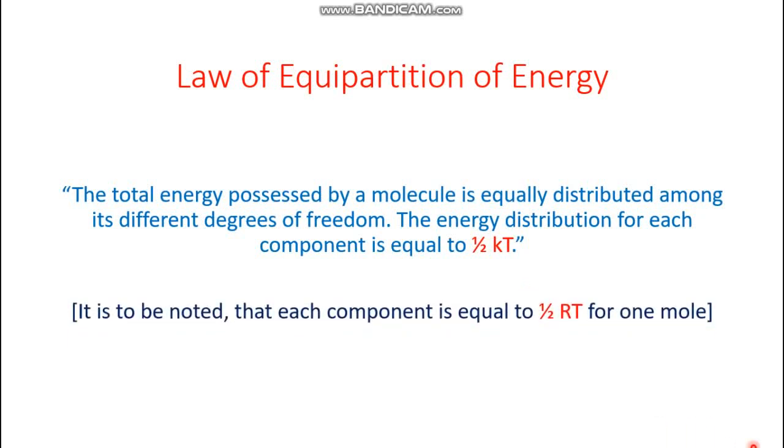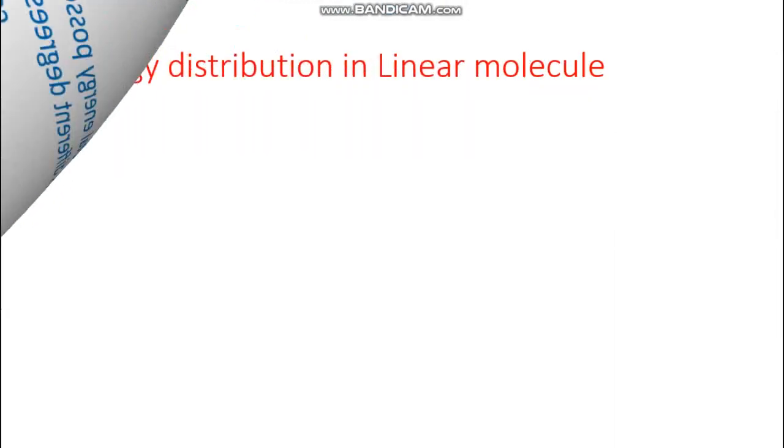One more thing, if it is for 1 mole of substance, k is the Boltzmann constant for 1 molecule, and if it is multiplied by Na, the Avogadro number, then it becomes R. So it becomes half RT for 1 mole of substance.